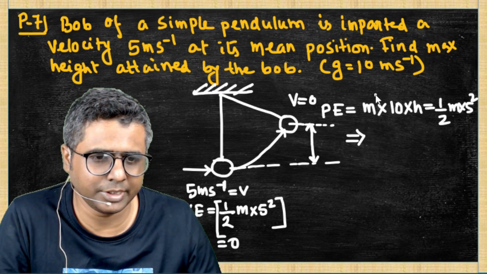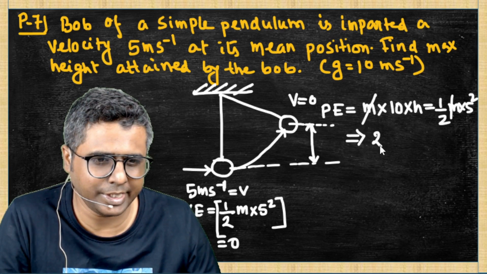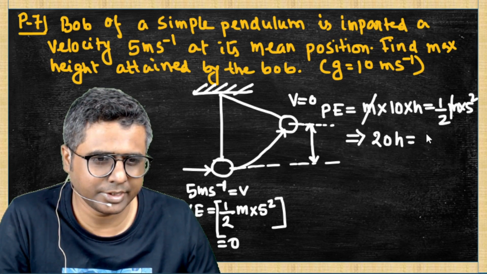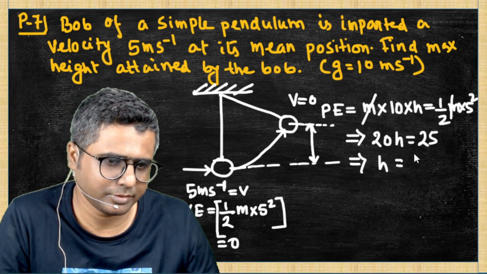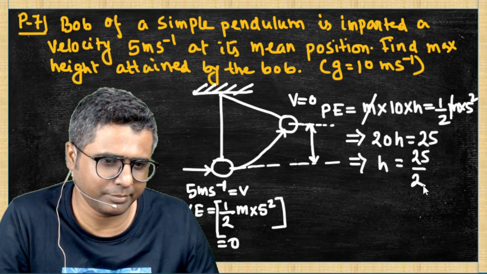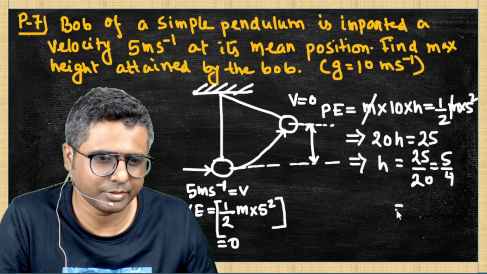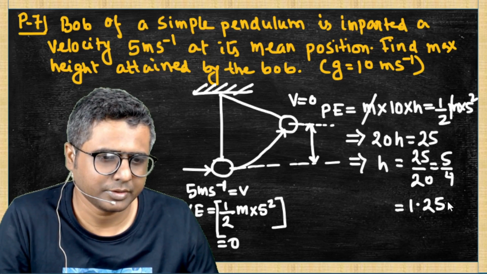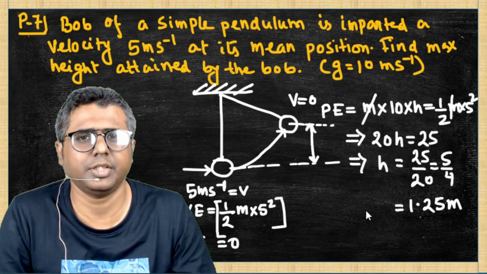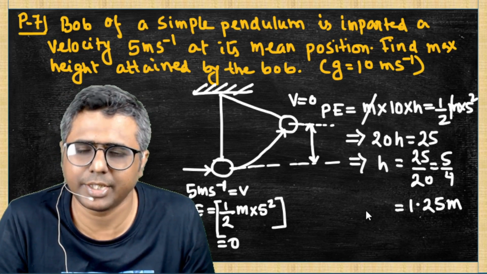So here you can easily cancel out the mass. So 10, so 20h is equal to 5 square, which is 25. So h will be 25 by 20, so 5 by 4. So this will be 1.25 meter. Okay, 1.25 meter is the maximum height that can be reached.